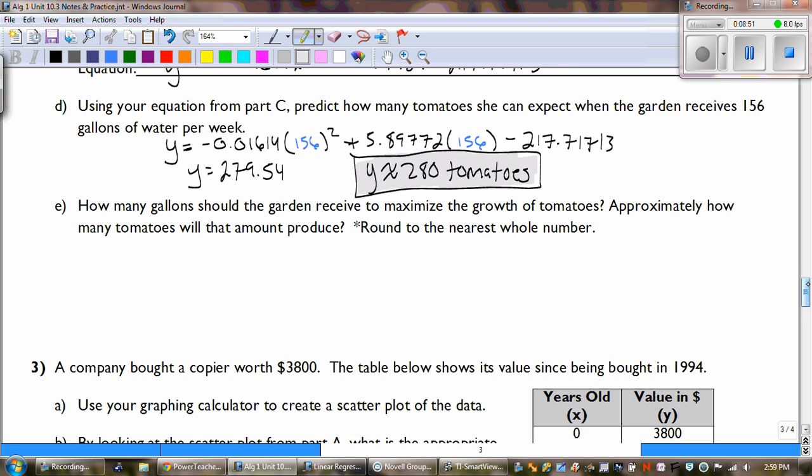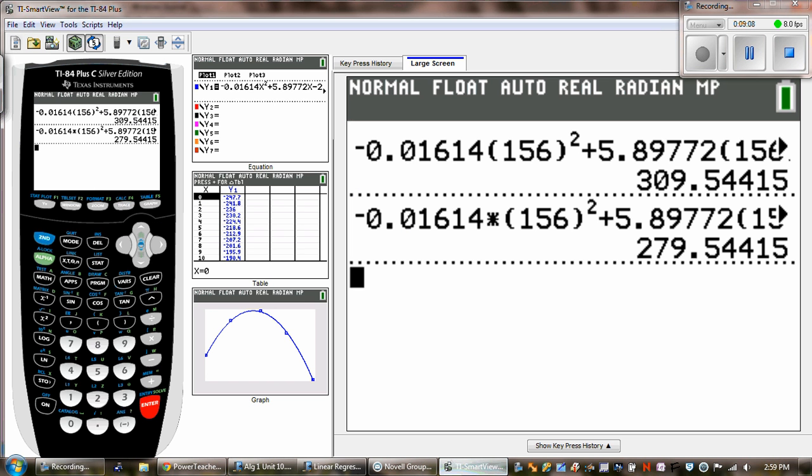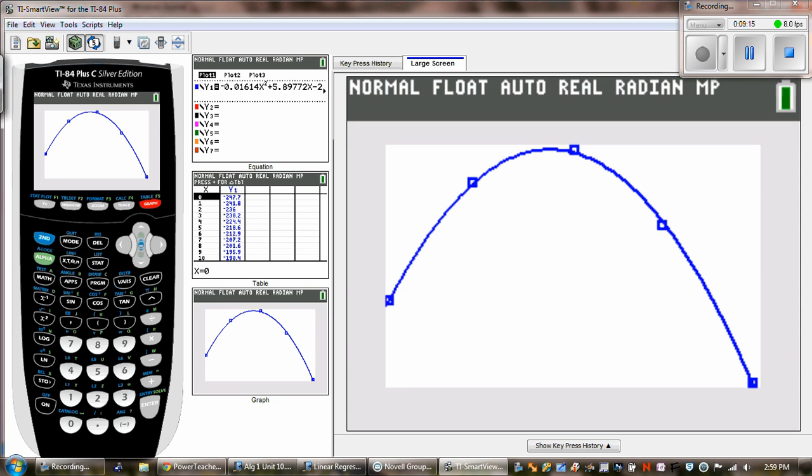So how many gallons should the garden receive to maximize the growth of the tomatoes? Approximate how many tomatoes that amount will produce, and round to the nearest whole number. Okay, so let's think about this. I'm going to flip back to my graph. Sorry about that. Is this a positive or negative? Okay, it's negative because it's going down.